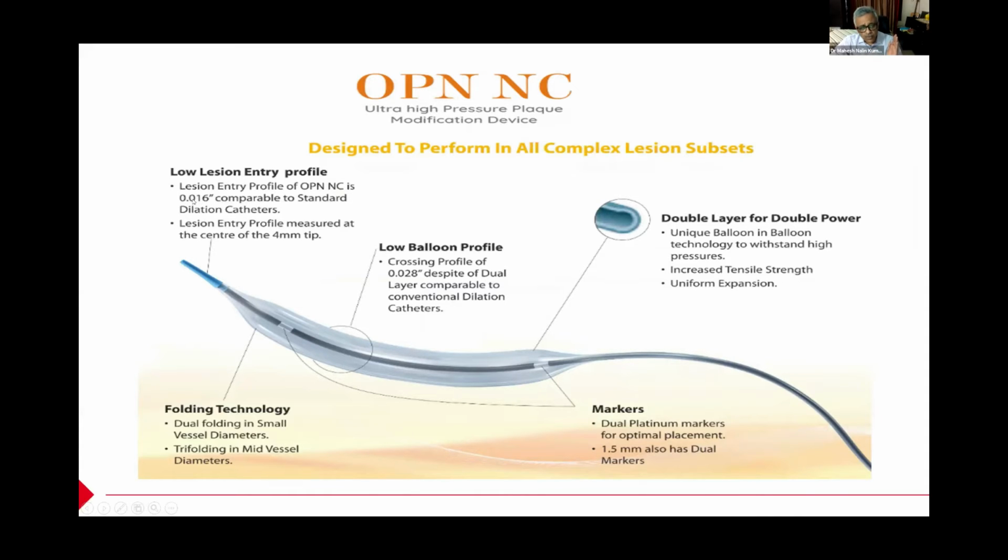This again has a very low profile of 0.16. Lesion entry profile is very low. It's got a crossing profile of 0.28. Despite there being two layers in this, it's got two markers, one at the distal and one at the proximal, even in the 1.5 balloon, making it clear where you stand.